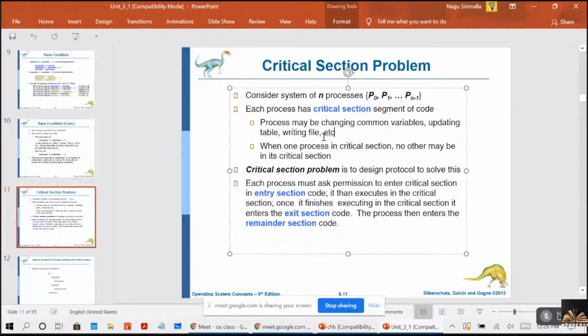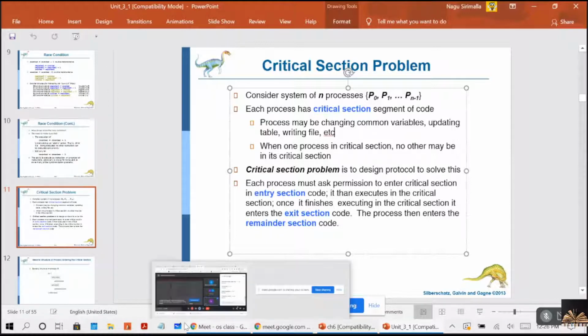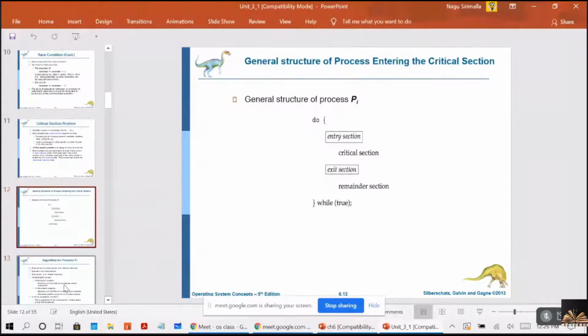So the critical section problem is to design a protocol to solve this. When one process is inside, we should not allow the other processes. How can it be achieved? It can be achieved by a protocol.